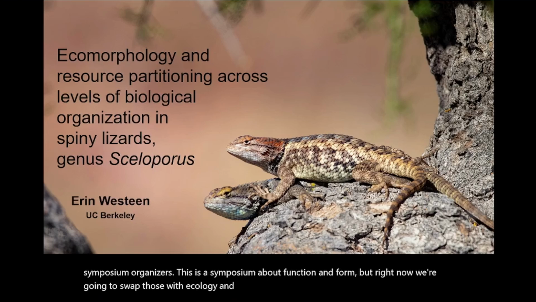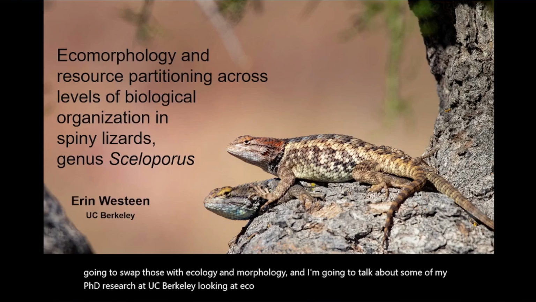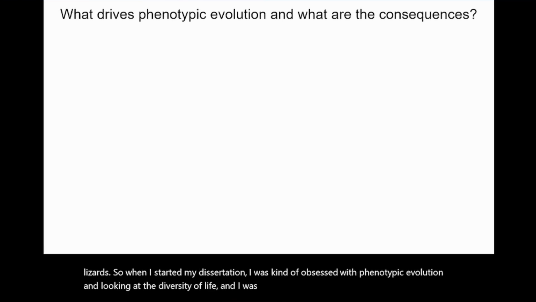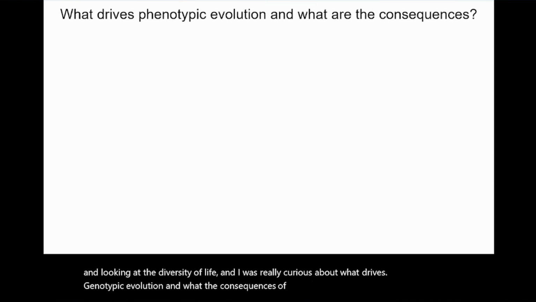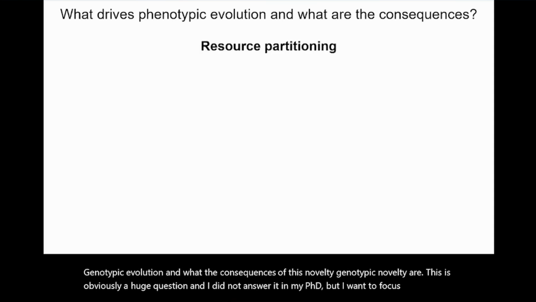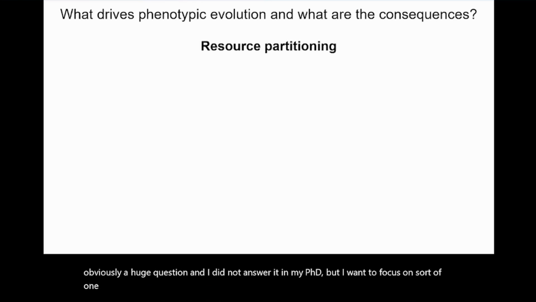I'm going to talk about some of my PhD research at UC Berkeley, looking at ecomorphology and resource partitioning in spiny lizards. So when I started my dissertation, I was kind of obsessed with phenotypic evolution and looking at the diversity of life. And I was really curious about what drives phenotypic evolution and what the consequences of this novelty, phenotypic novelty, are. This is obviously a huge question, and I did not answer it in my PhD, but I want to focus on one mechanism that we know can drive phenotypic novelty, and that's resource partitioning.